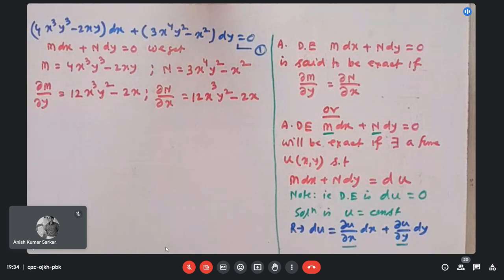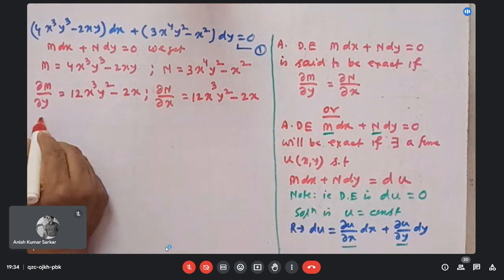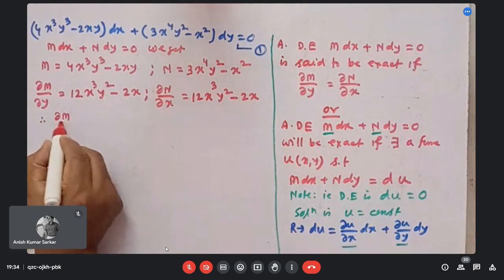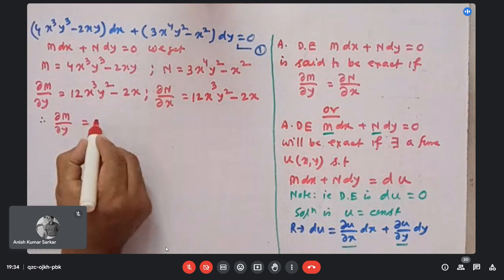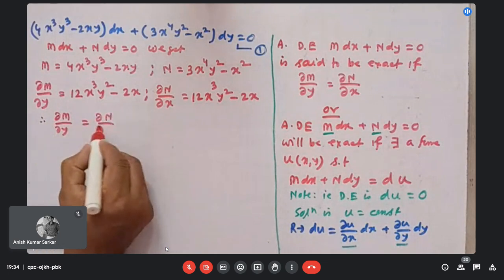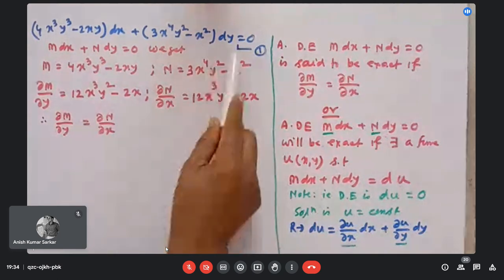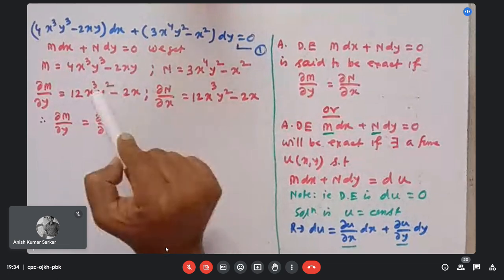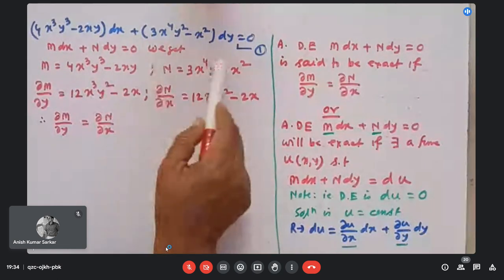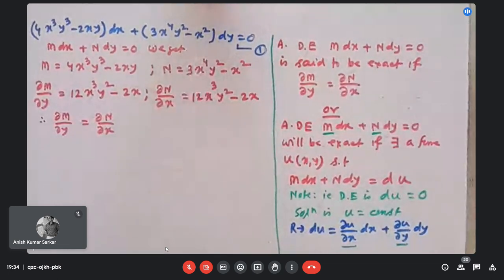So del m del y is equal to del n del x. Therefore, del m del y is equal to del n del x. Therefore, equation 1 is exact. Therefore, equation 1 is an exact differential equation.